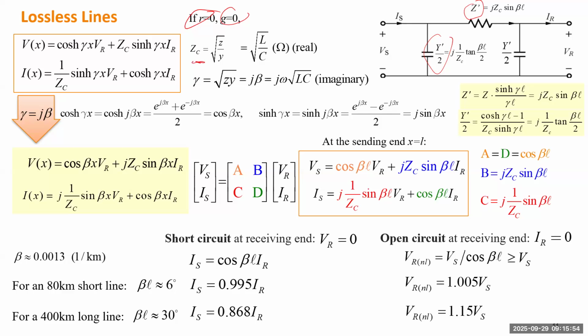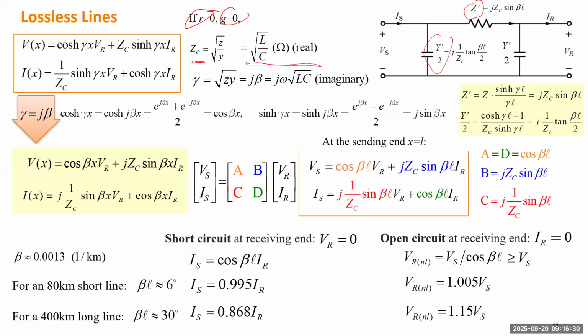ZC is called a surge impedance. It's originally defined as the square root of the Z divided by Y. Z is the impedance per unit length, and Y is the admittance per unit length. So if we ignore the resistance of the line, it will be simply equal to the square root of L divided by C. L is the inductance per unit length. C is the capacitance per unit length, which are the two parameters we calculated from previous section, from line parameter sections.